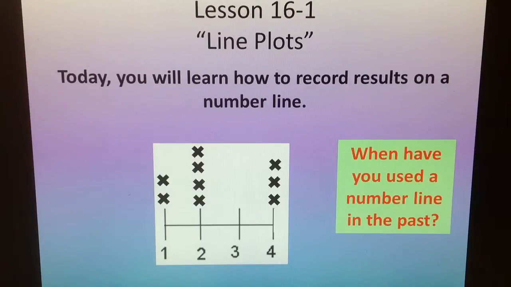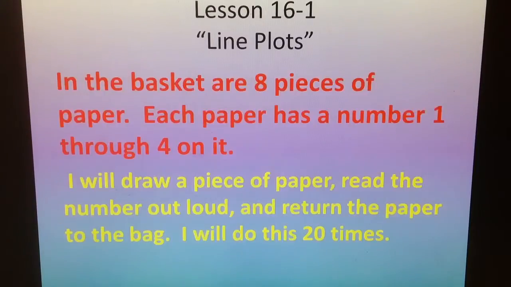We're looking at a number line like we were going to make today. And we talked about when we've used a number line in the past. Students are very familiar with number lines from previous grades.